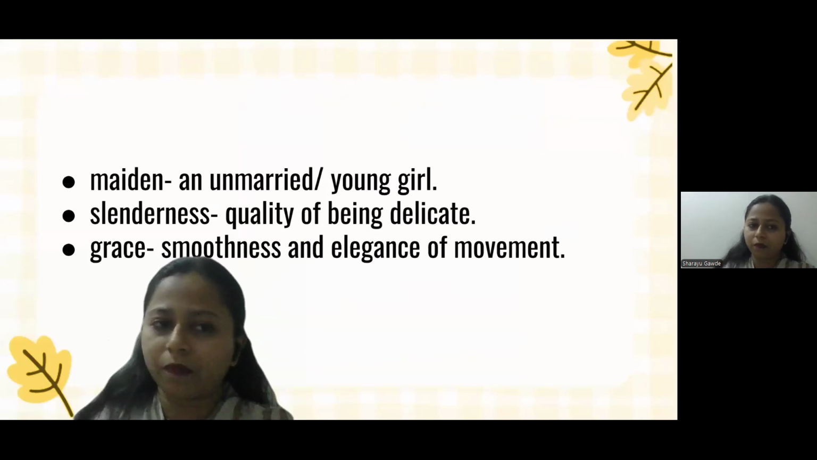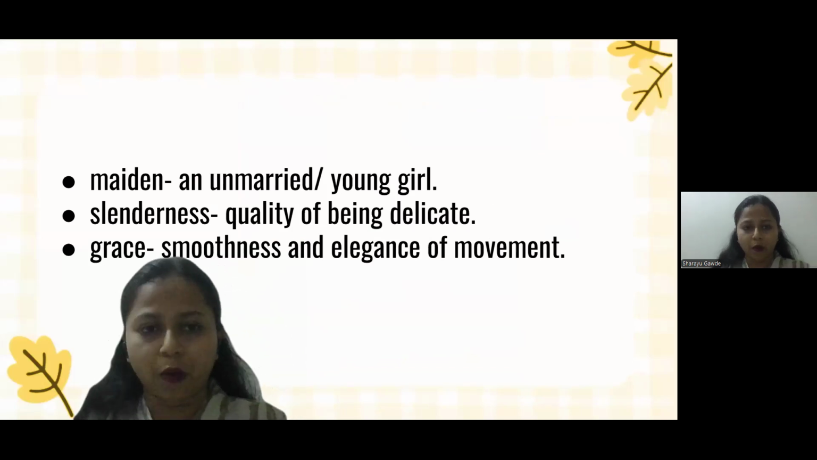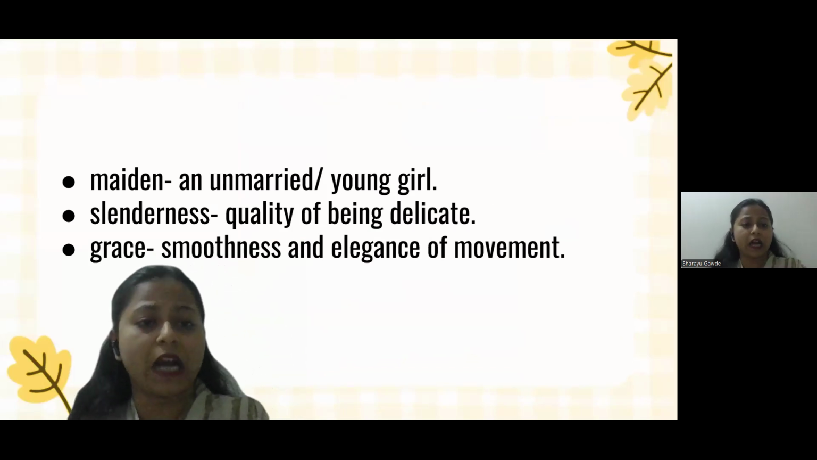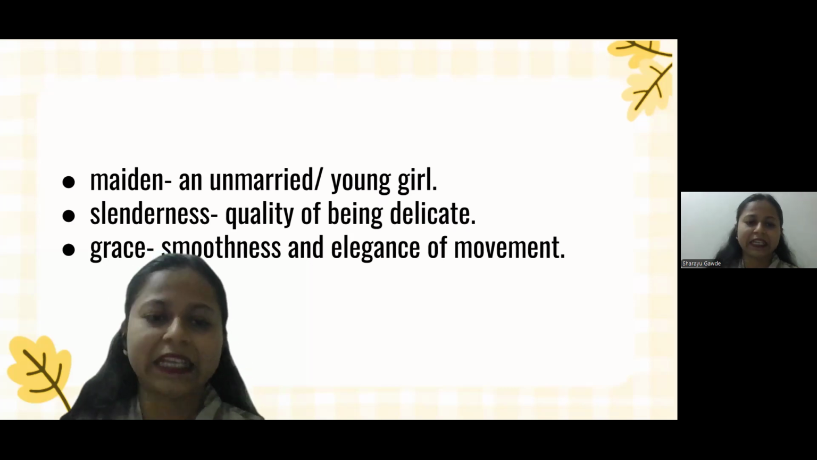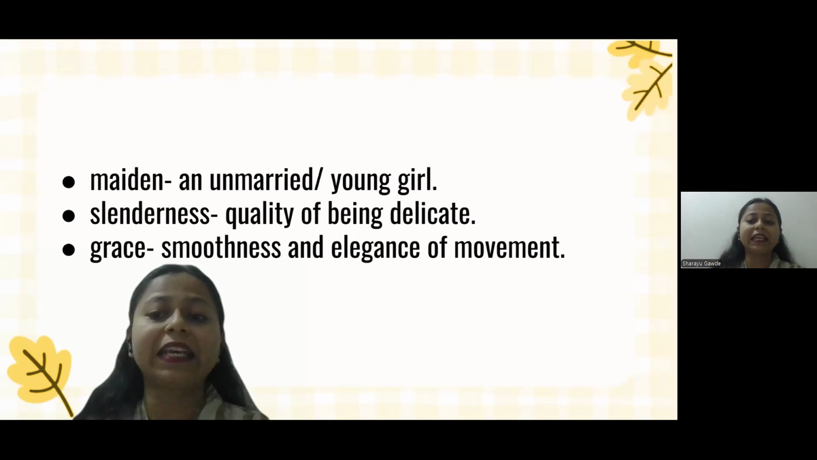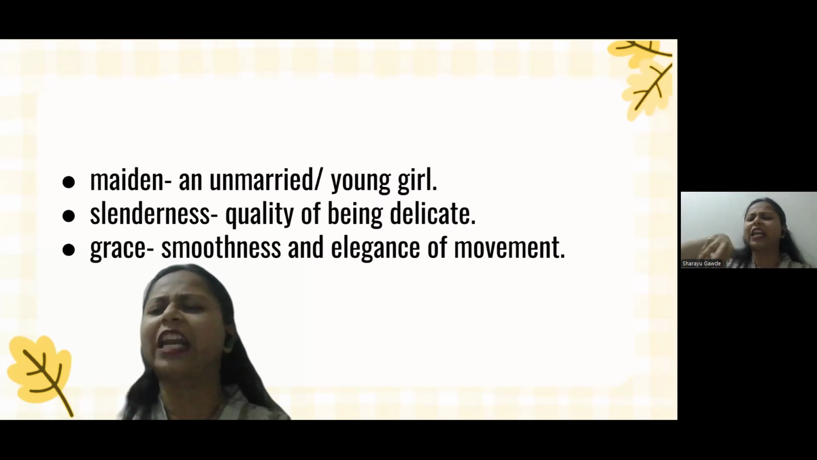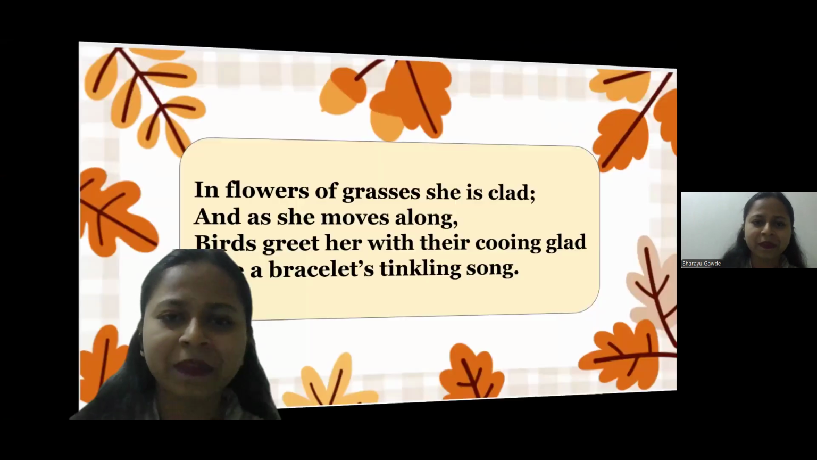And the main words over here, you can note them down. Maiden means an unmarried or young girl. Slenderness means the quality of being delicate. Grace, smoothness, and elegance of movement. So she's walking gracefully and coming down.